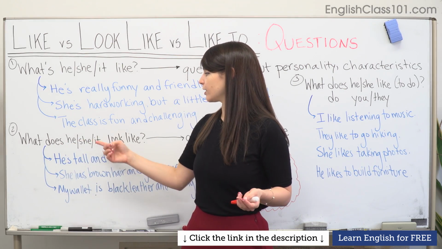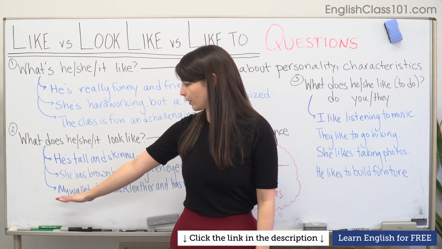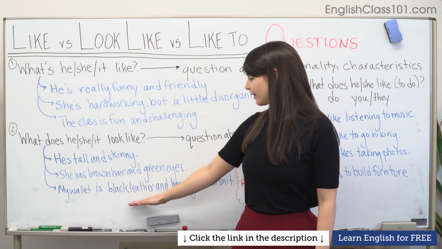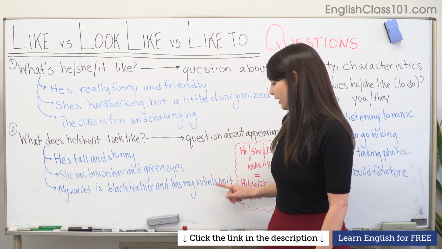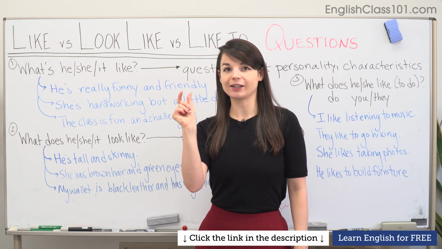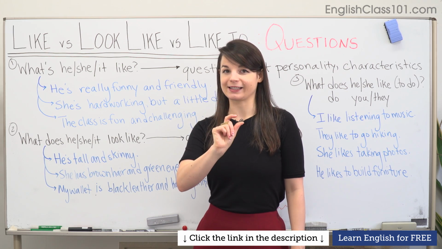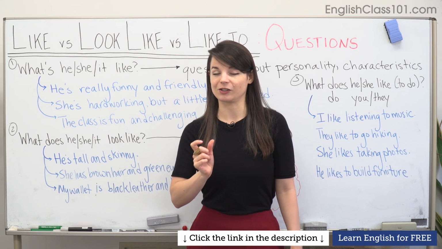So what does it look like? What does your wallet look like? The response could be something like, my wallet is black leather and has my initials on it. Okay, here I've used initials. So initials means the first letter of your first name and your last name. So if your name is John Smith, it would be JS, your initials.